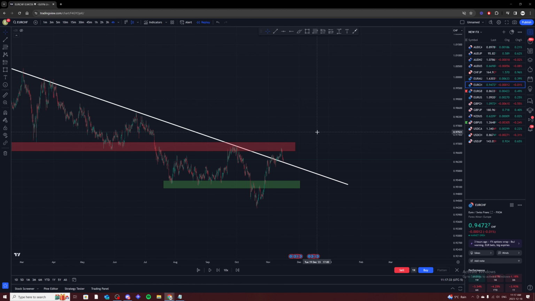So this right here is what we call a fake out. A fake out is when a trend line gets broken, but the price is still very bearish in this scenario. So we could take another trade right here, guys.